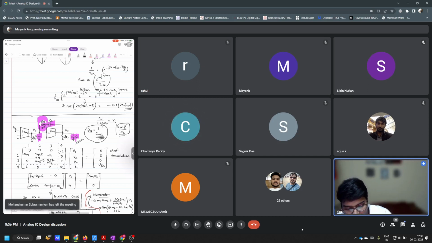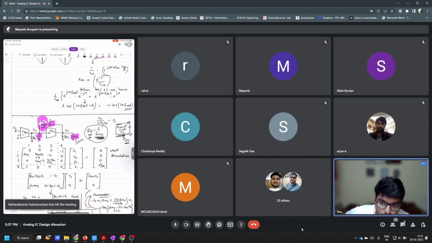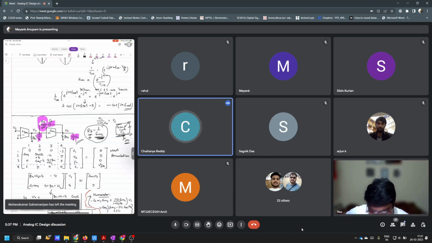If we make GM2 infinitely large, then this zero will appear at infinity, right? But let's say this zero was not at infinity but at some finite frequency, but still GM2 was very large. Then again, the zero will be at a very large frequency, right? Is that clear? Now this RZ will be 1 over gm2. If gm2 is very large, RZ will be very small, right?